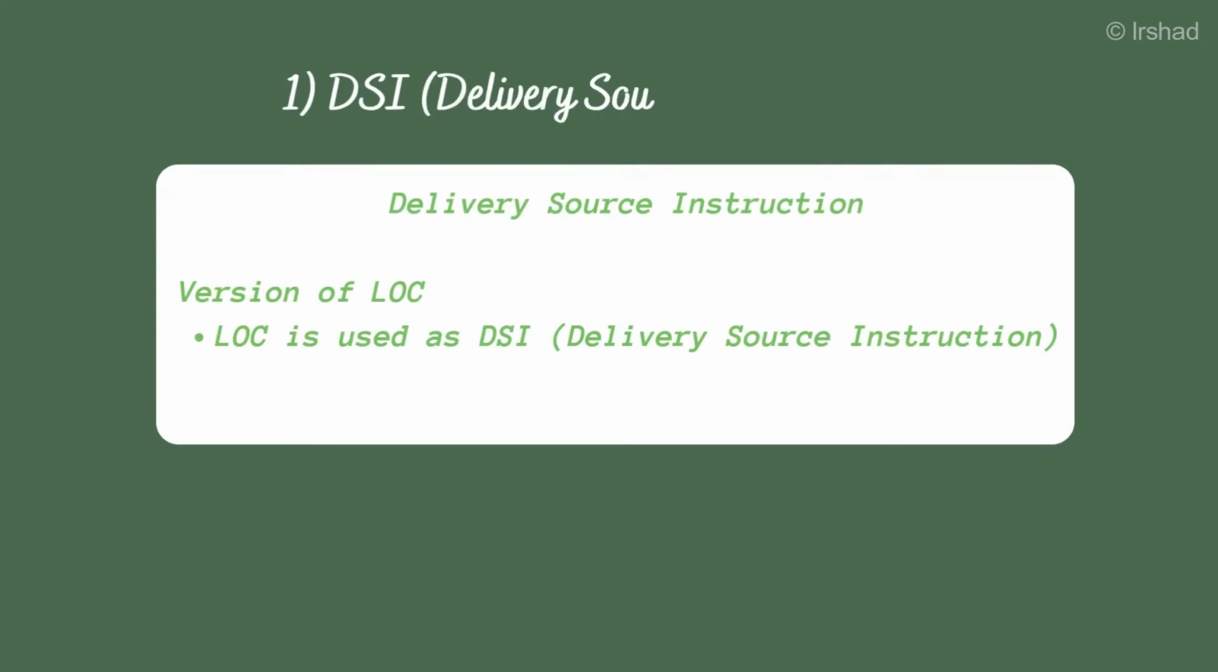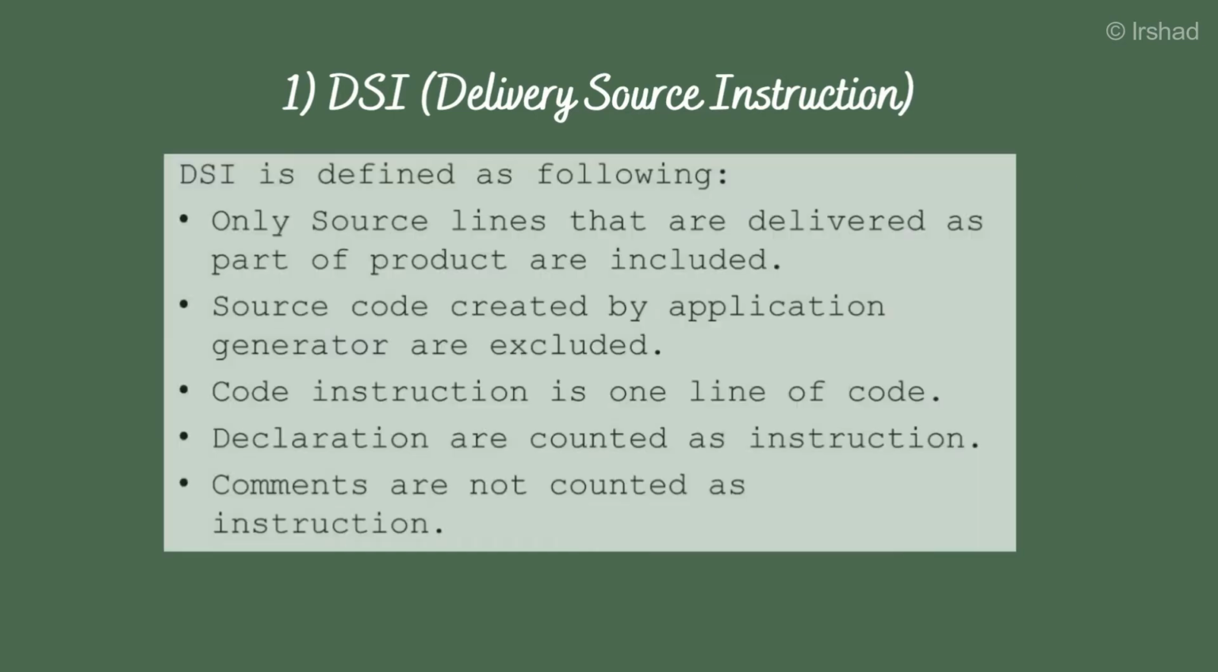And now delivery source instruction, so it's the same as the LOC, or we can say a version of LOC. So LOC basically uses the DSI, that is delivery source instruction. It also calculates the total number of coding lines, but there are some basic things that must be considered while calculating the number of lines. So what are they? Only the source lines that are delivered as a part of the product are included. So only those lines which programmers or coders manually write will be calculated, and code created by applications or generators is excluded.